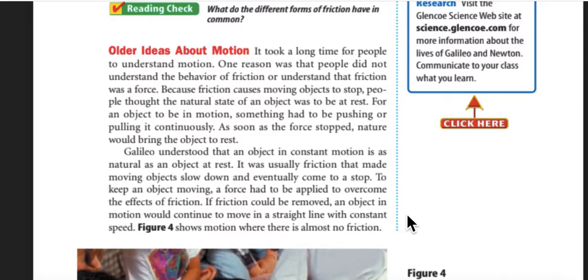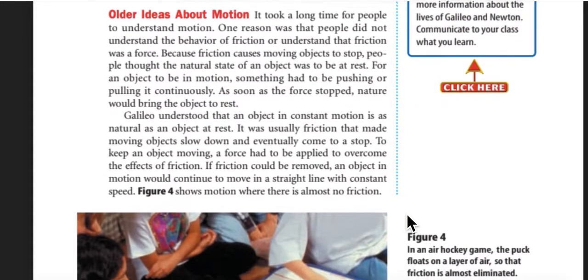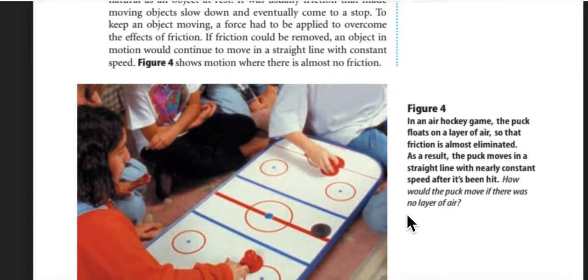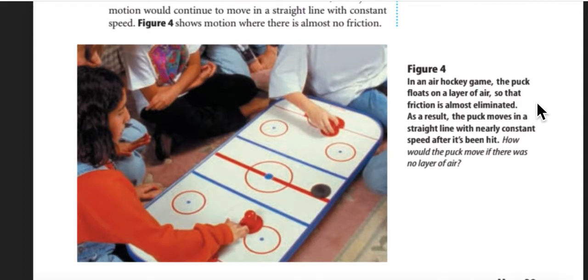Figure 4 shows motion where there's almost no friction. Figure 4. In an air hockey game, the puck floats on a layer of air so that friction is almost eliminated. As a result, the puck moves in a straight line with nearly constant speed after it's been hit. How would the puck move if there was no layer of air? Well, it would slow down on the tabletop, not sliding easily between the 2 players.